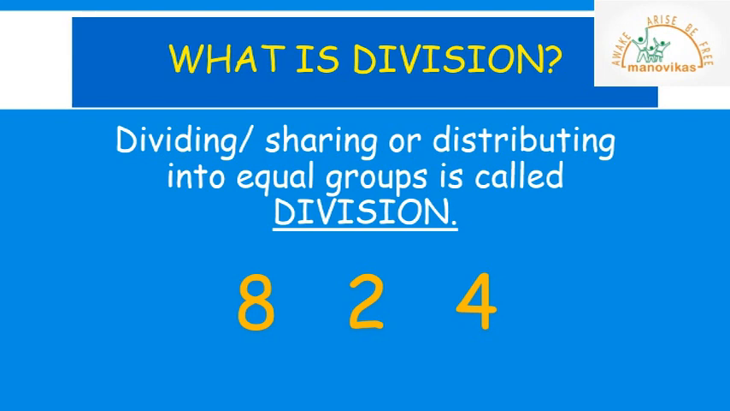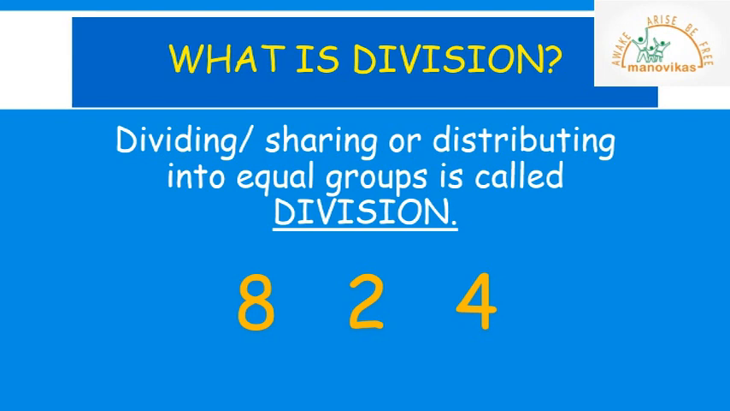How did he get that 4? When you divide 8 by 2, 2 fours is 8. And so, after dividing his 8 lollipops with his 2 friends, each of them gets 4 lollipops. So what he has done is, he has divided them equally.